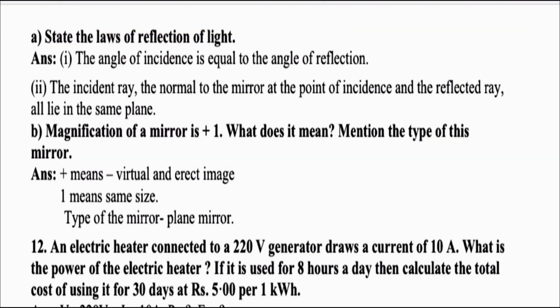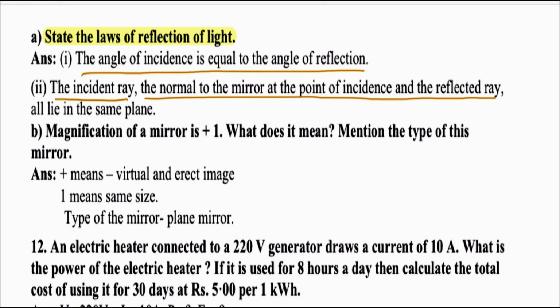Or, state the laws of reflection of light. The angle of incidence is equal to the angle of reflection. The incident ray, the normal to the mirror at the point of incidence, and the reflected ray all lie in the same plane. B. Magnification of a mirror is +1. What does it mean? Mention the type of this mirror. Here plus means virtual and erect image, and 1 means same size. The type of the mirror is a plane mirror.